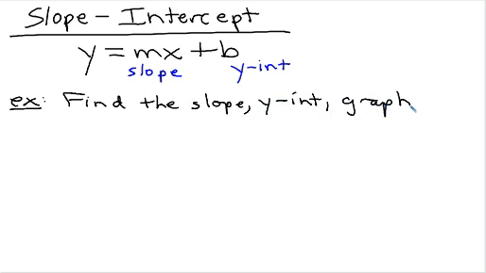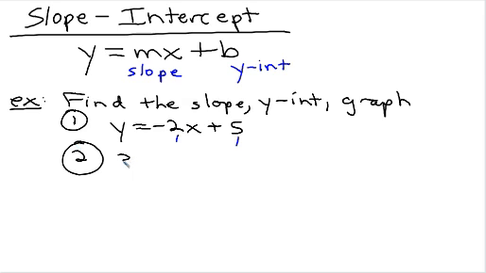Now, I'm not going to do one like this. If you see y equals negative 2x plus 5, I'm not going to go over that because it's already done. The slope is negative 2, and the y-intercept's 5, and you graph it. I want to do one like this that's not ready to go. One like 3x plus 4y equals 16.